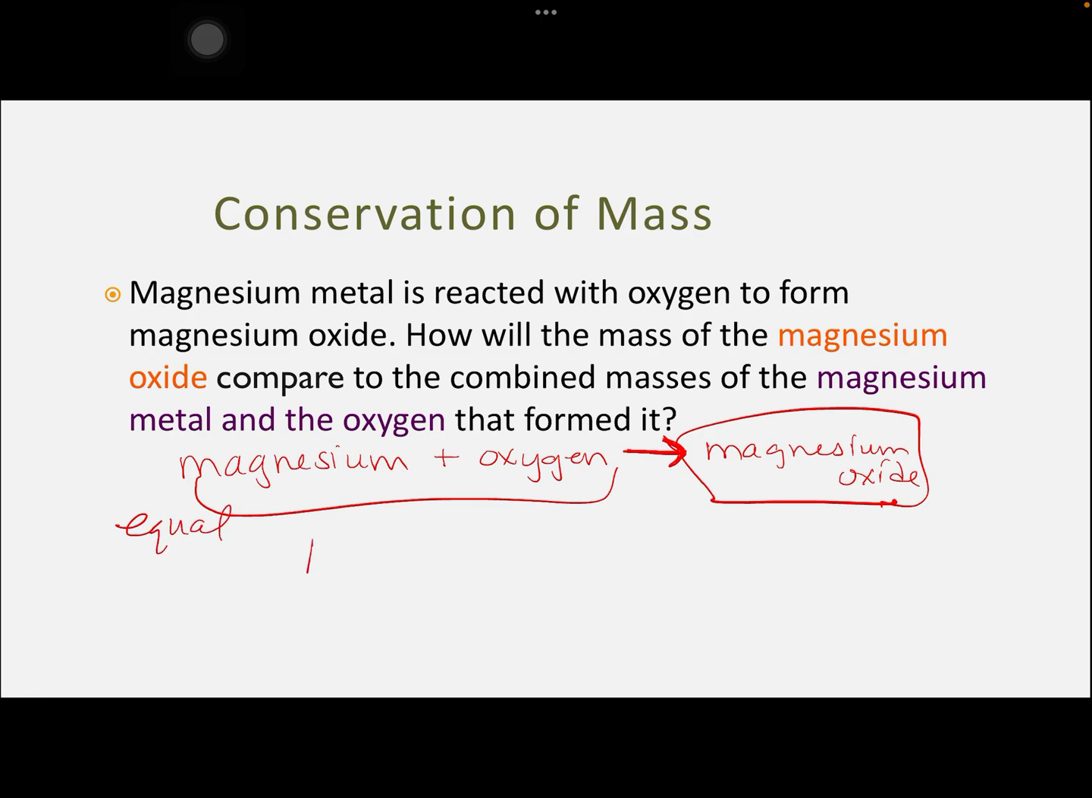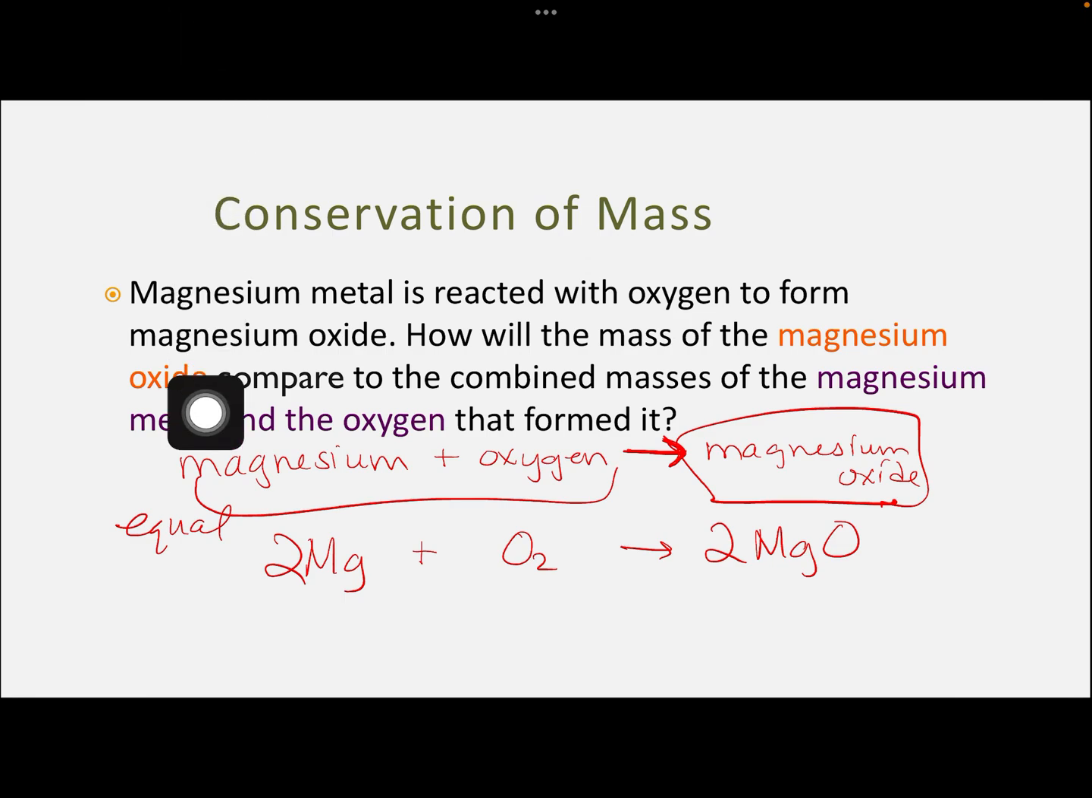You know, we can then represent this with a chemical equation with correct formulas, and we will talk about how to write these chemical equations and balance them to show the conservation of mass. So you can see here 2 magnesiums on the left, 2 oxygens on the left, 2 magnesiums on the right, and 2 oxygens on the right. So we will get into that later on.